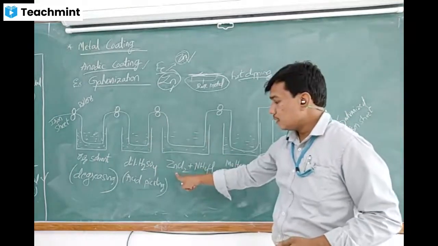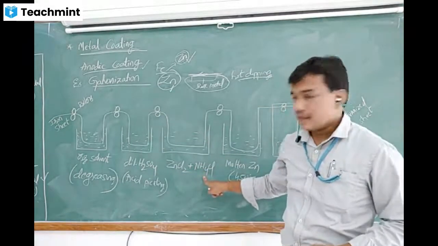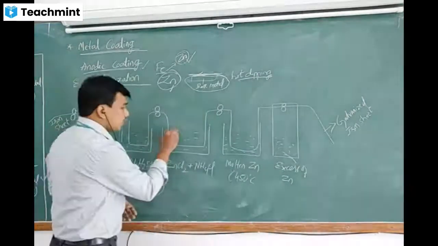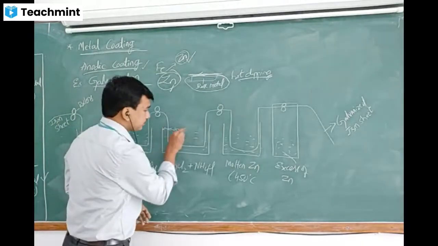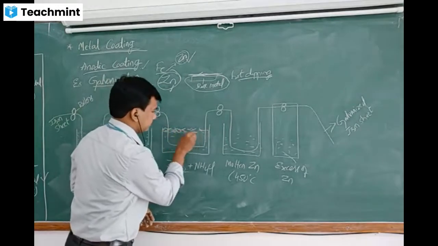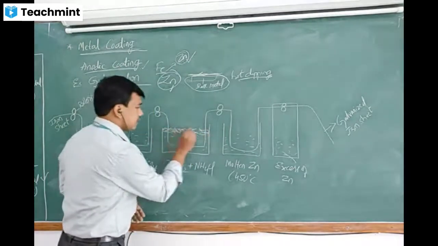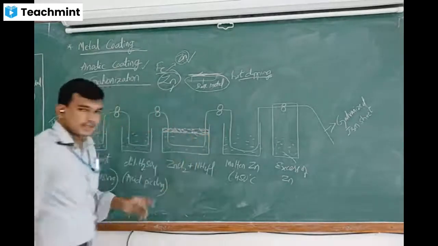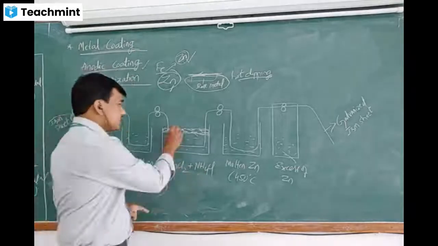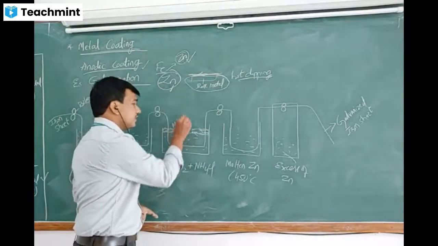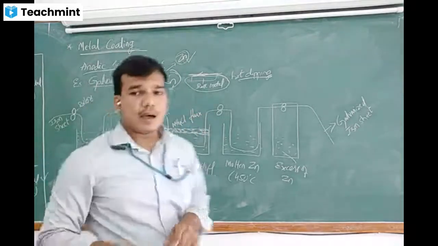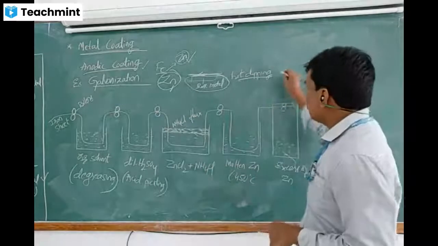Which one is zinc chloride and ammonium chloride. A mixture of zinc chloride and ammonium chloride. Here ammonium chloride flux will be there. This is ammonium chloride flux. We have to dip it in zinc chloride plus ammonium chloride. So why do we have to dip it in this mixture of zinc chloride and ammonium chloride flux?